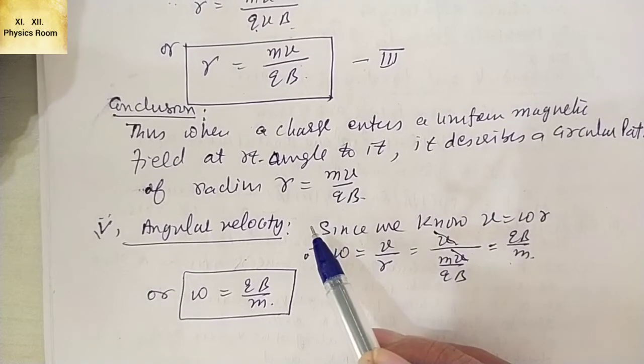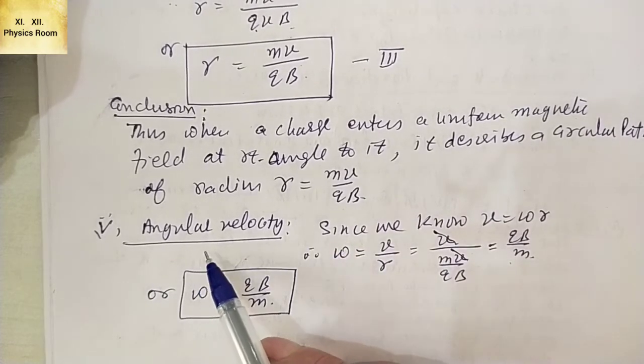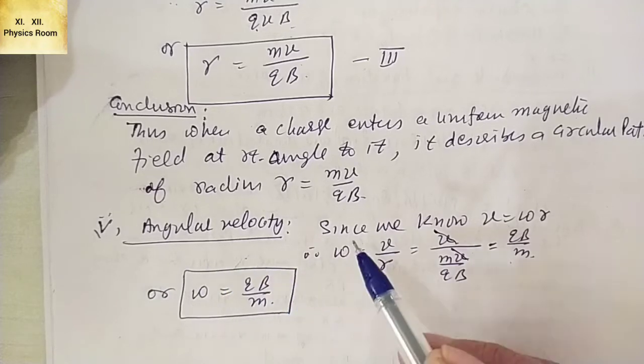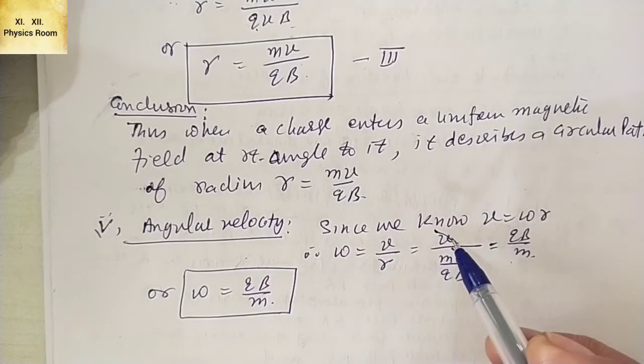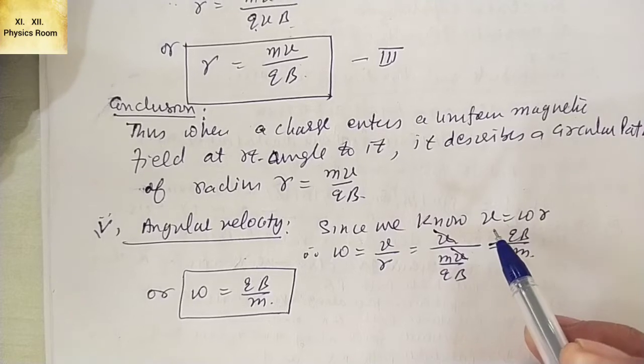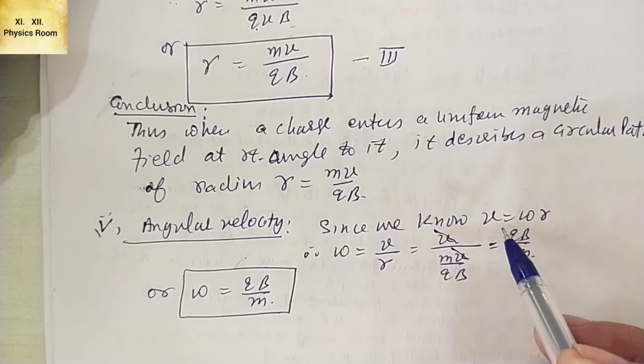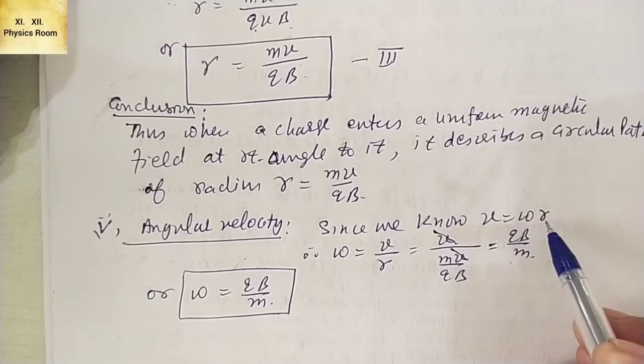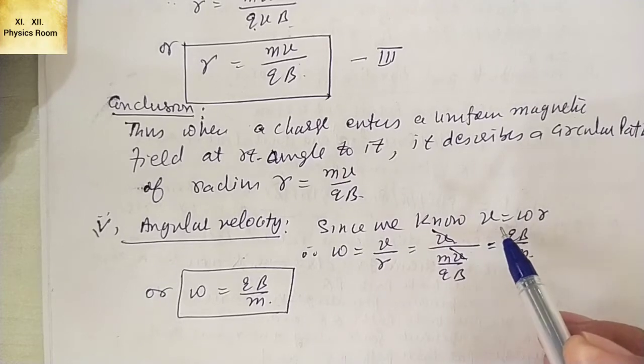Then what is the angular velocity? Now let us look at the angular velocity. Since we know when a body moves in a circular path, the linear velocity is equal to angular velocity into radius of the circular path. So V is equal to omega r.